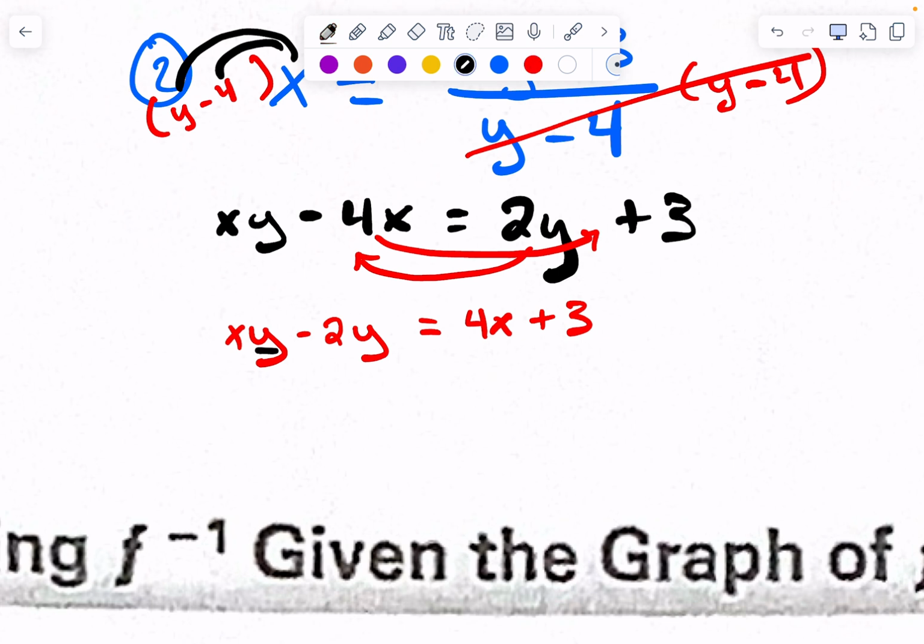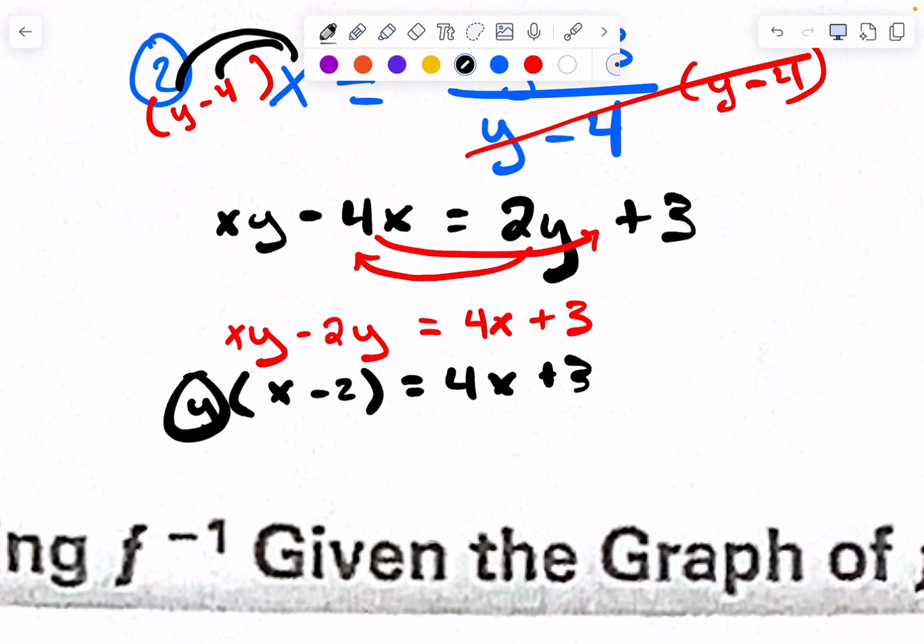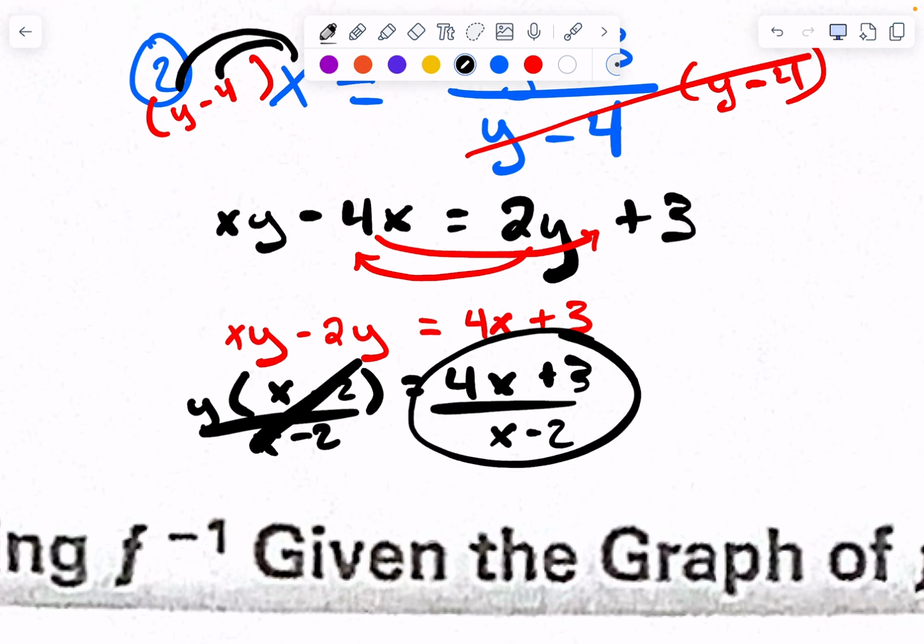How do I solve for y when there's two of them here? I'm going to pull a y out front, which is kind of like dividing by y. What do you get if you pull a y out front? y times x minus 2 equals 4x plus 3. Okay, then how do we get this y by itself? Divide by that whole thing, x minus 2. So this is what y is equal to. You see the method to our madness?